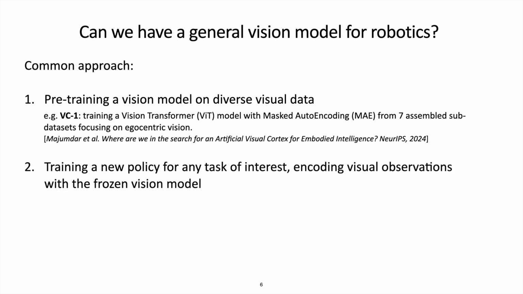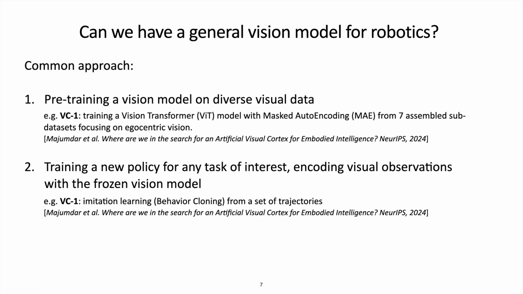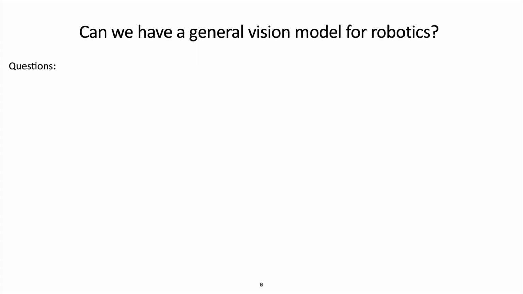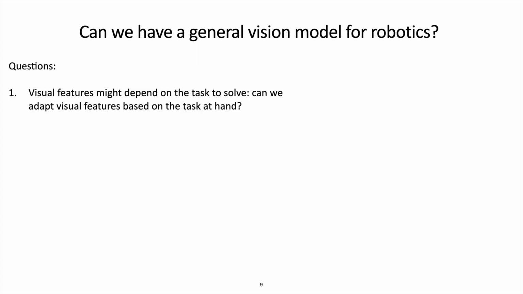Once the vision model is pre-trained, previous work generally trains one policy for each robotic task of interest, encoding visual observations with the frozen vision model. This is done with behavior cloning in VC1. We can then ask ourselves a few questions. First, visual features will likely depend on the task to solve. Can we adapt those features based on the task at hand? In this work, we introduce task-conditioned adapters to modulate the visual features from a pre-trained vision model.